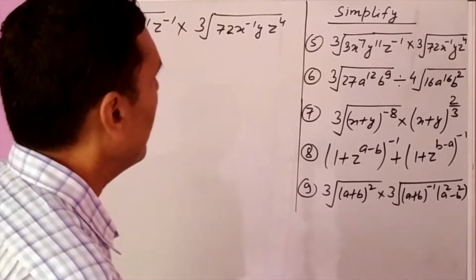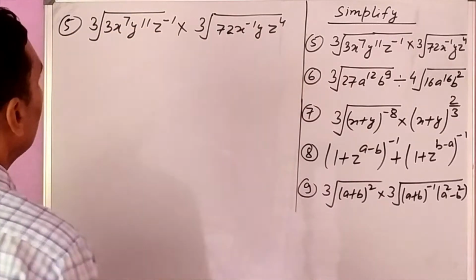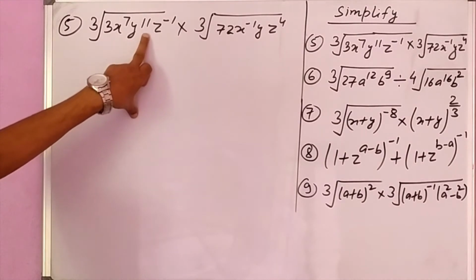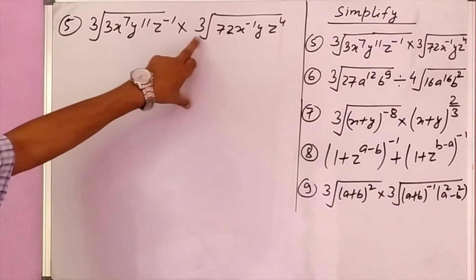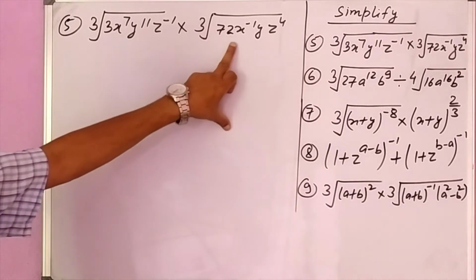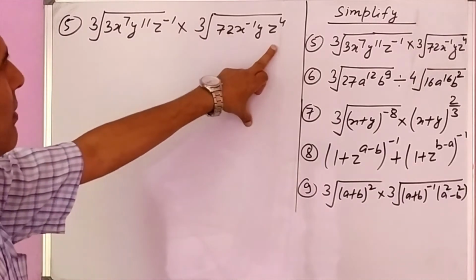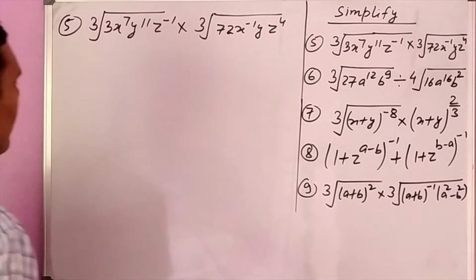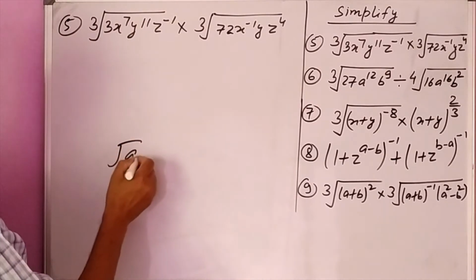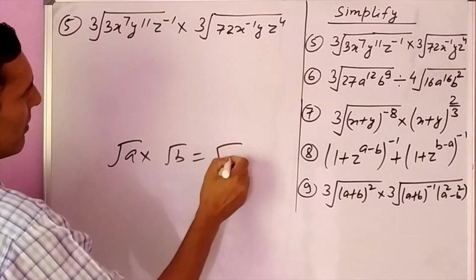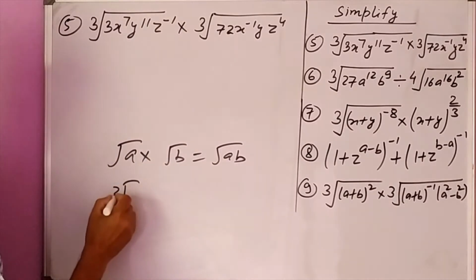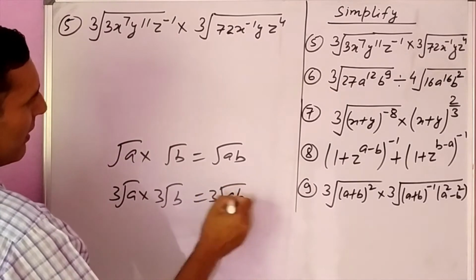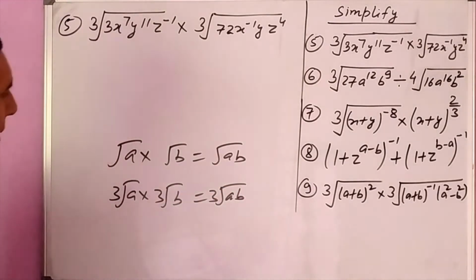So let's start simplifying. Question number 5. We have the cube root of 3 x to the power 7 y to the power 11 z to the power minus 1 into the cube root of 72 x to the power minus 1 y z to the power 4. Here both roots have the same order. Like if we have square root of a into square root of b, we can write square root of ab. If we have cube root of a into cube root of b, we can write cube root of ab in the same radical sign, root sign.